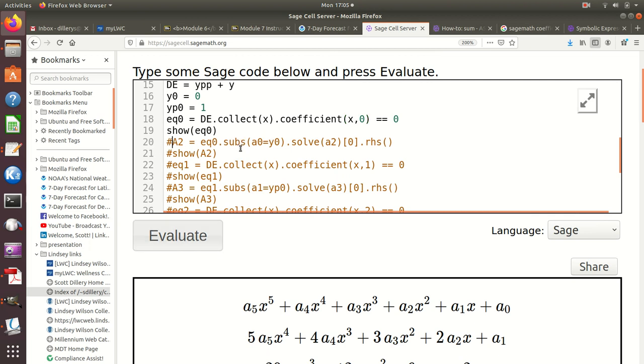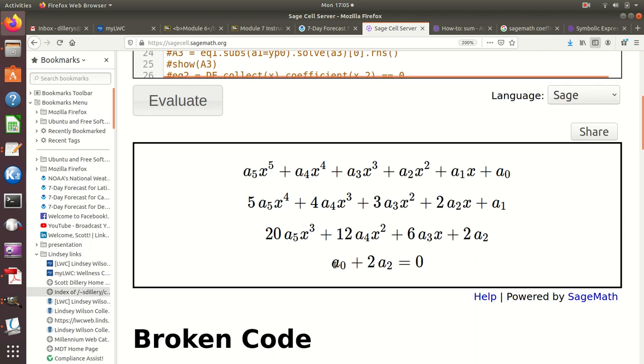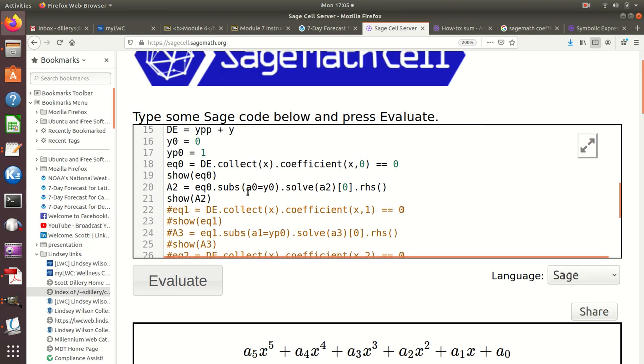And then what I want to do is solve for a2. So that's this next part, is I'm going to use an uppercase a2 and take that equation, substitute in my a0. That's part of the reason I printed it out. I needed to know what I needed to sub in. So I substituted in my a0 equals y0, and then I solve for a2.